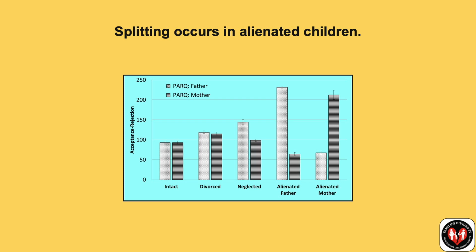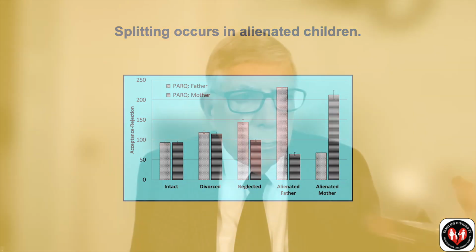So when one parent is perceived in an extremely positive way and the other one in an extremely negative way, that's called splitting. And normal children do not do that. Normal children say mom has good points and weak points, dad has good points and weak points. Normal children do not say that one parent is totally good and the other parent is totally bad.